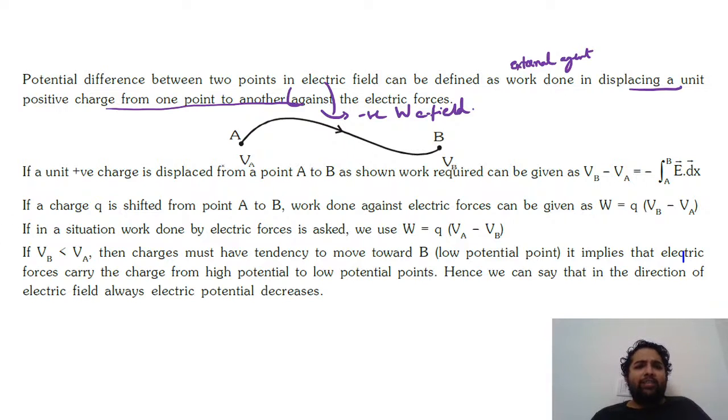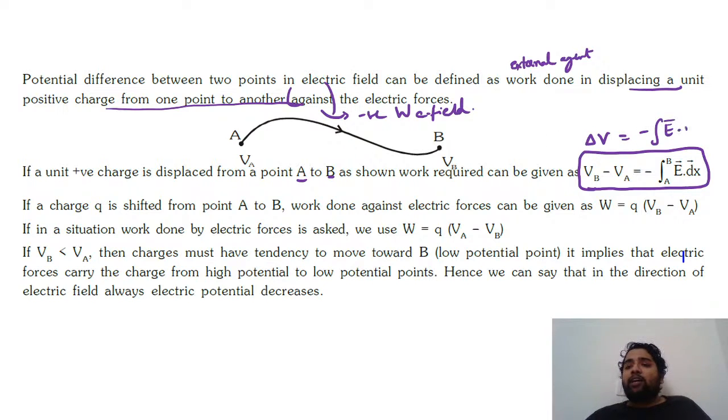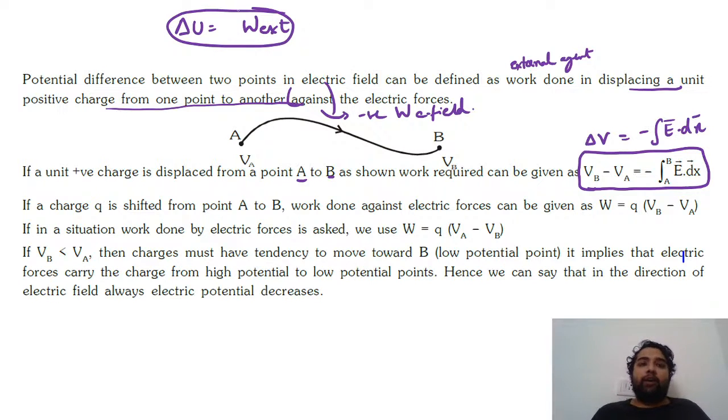If a unit positive charge is displaced from A to B, then VB minus VA is minus integration of E dot dx from A to B. Understood? This is one formula. Another way of discussing it: change in potential is integration of E dot dx. This is what we read as standard for potential energy also. Change in potential energy is negative of work done by the electric force. Got it? It is not potential energy, it is change in potential energy. That way you can simply derive a formula for that also.